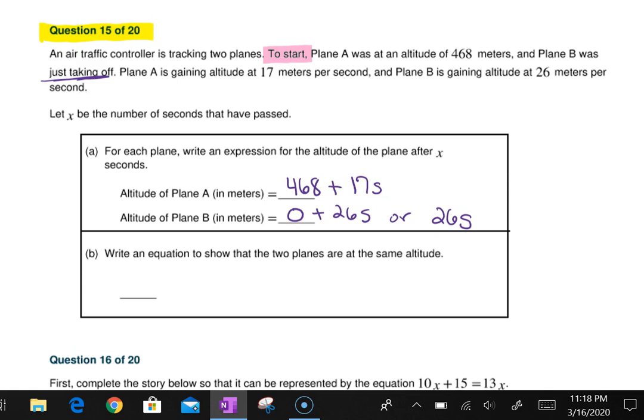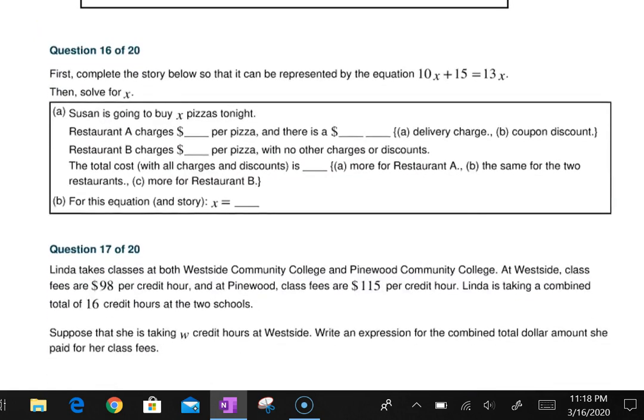Write an equation to show that the two planes are at the same altitude, meaning that they're equal to each other. So you would just say that 26s equals 468 plus 17s, or you could turn it around and say 17s plus 468 equals 26s.